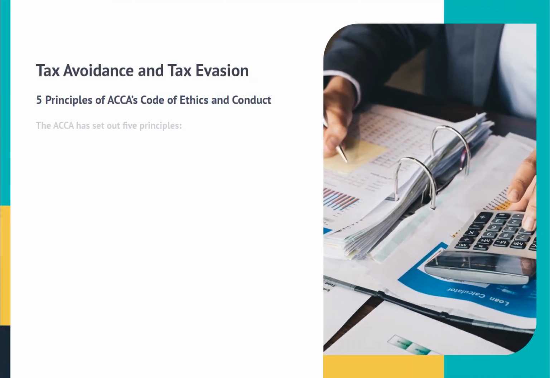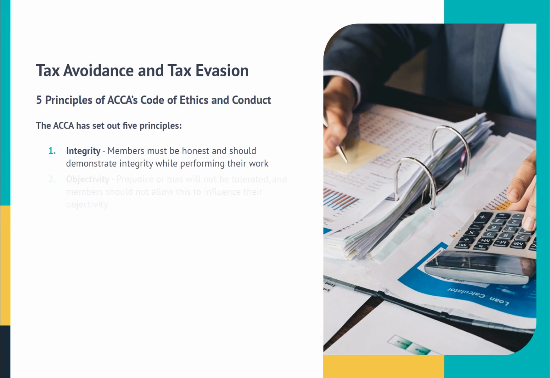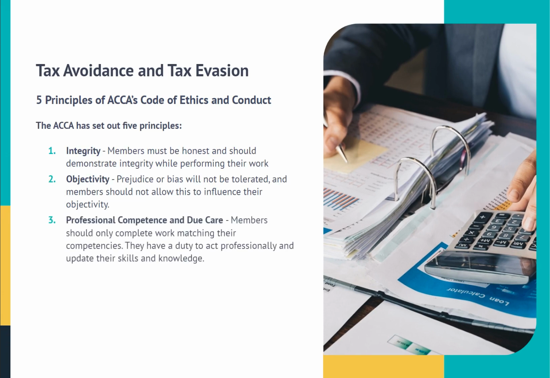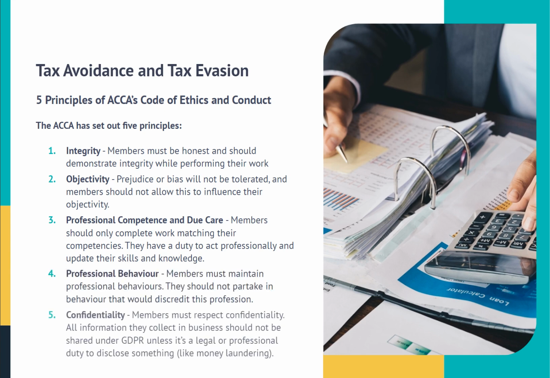The 5 Principles of ACCA's Code of Ethics and Conduct. The ACCA has set out 5 principles. 1. Integrity. Members must be honest and should demonstrate integrity while performing their work. 2. Objectivity. Prejudice or bias will not be tolerated, and members should not allow this to influence their objectivity. 3. Professional competence and due care. Members should only complete work matching their competencies. They have a duty to act professionally and update their skills and knowledge.